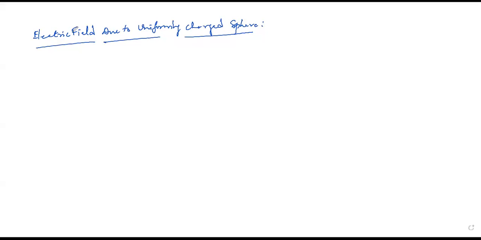Gauss law states that the total normal electric flux which is coming out over a closed surface is equal to 1 by epsilon times the total charge within the closed surface, or enclosed within the closed surface. This is the Gauss law statement, right?